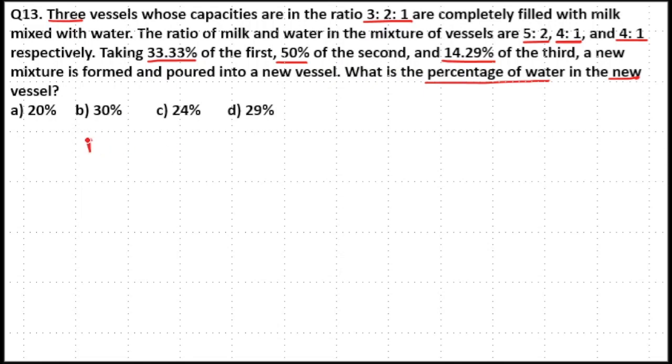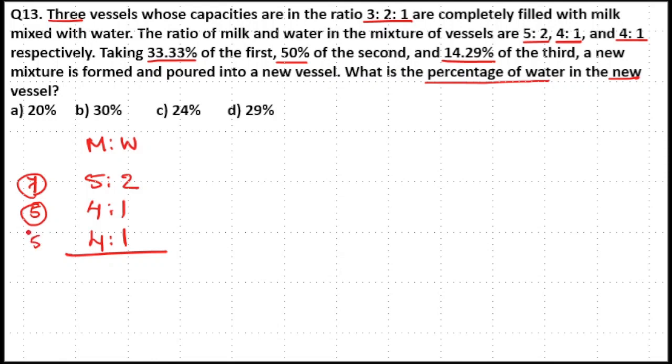So we have milk and water ratio here. Milk and water in the 3 vessels are in the ratio 5:2, 4:1 and 4:1. Now 5 plus 2 is equal to 7 parts, 4 plus 1 is equal to 5 parts, 4 plus 1 is equal to 5 parts. So the LCM of 7, 5, 5 is 7 into 5, 35. So this is 7 parts, 7 into 5 is equal to 35.